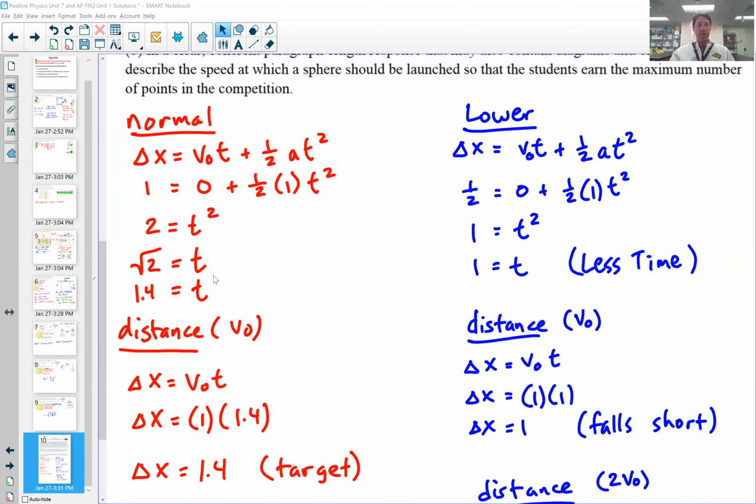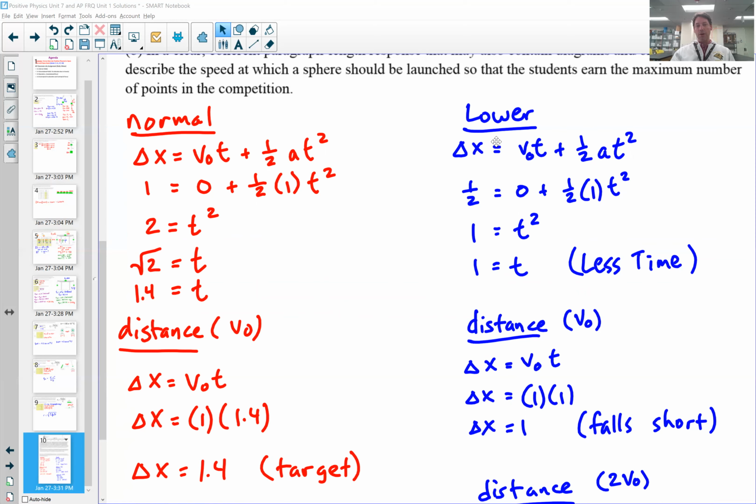So if we solve for t, we get the square root of 2, which is 1.4. Now, if everything was truly an acceleration of 1 and a height of 1, that means 1.4 seconds, but it probably isn't 1 meter height, and it definitely isn't 1 meter per second squared acceleration. So this is just a ratio proportion value for us to compare to other values.